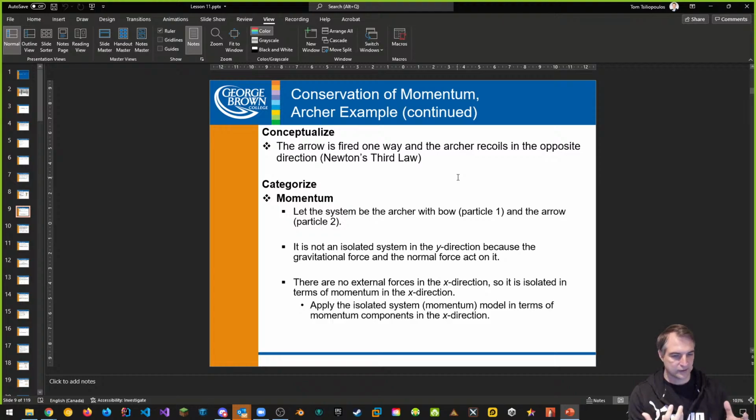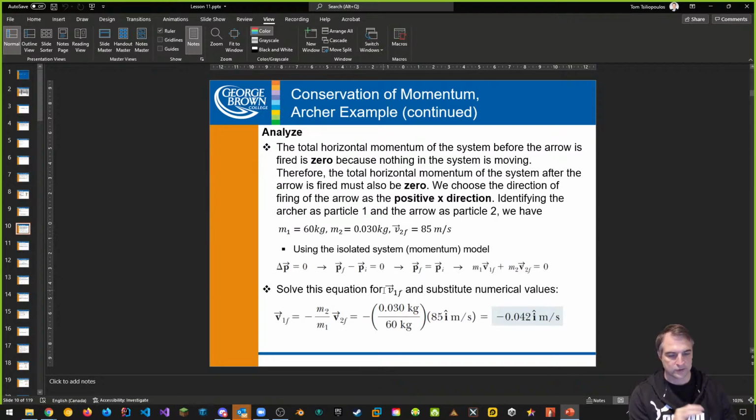It's not an isolated system in the y direction because the gravitational force and the normal force act upon the whole system. And there are no external forces in the x direction, right? So it's isolated in terms of momentum in the x direction. Okay, so that's one thing we need to know. And again, we're just thinking about this. We're not going to do any more formulas in this course. There's not going to be another test, but I want you to conceptualize what we're doing here.